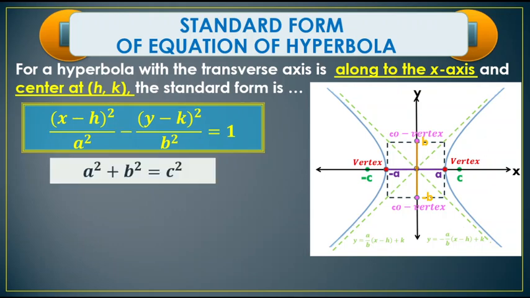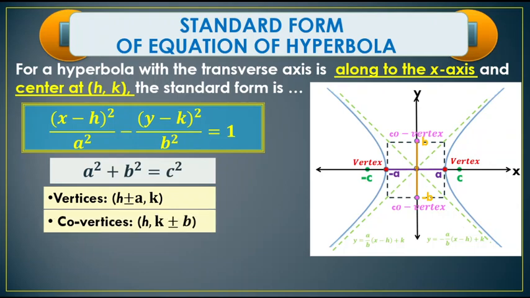Now, to find for the c, we need to solve for a squared plus b squared is equal to c squared. And then the vertices, we have h plus and minus a comma k. And the co-vertices, that is h comma k plus and minus b, and then the foci, we have h plus or minus c comma k.